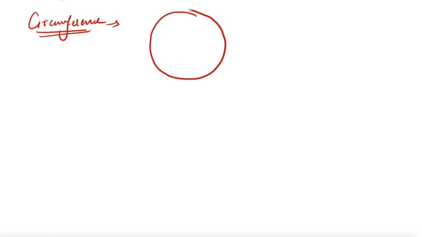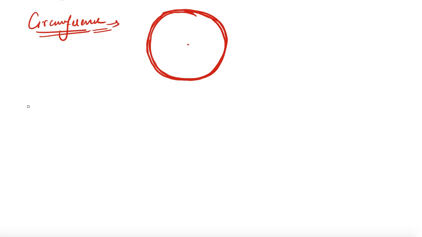Have you heard about the term circumference? What is circumference? Simple. It is basically the perimeter of the circle. This total length of the boundary of the circle is known as the circumference of the circle. How it is calculated, we'll see later, but as of now just try to know the meaning: this total length of the boundary of the circle is known as the circumference of the circle.